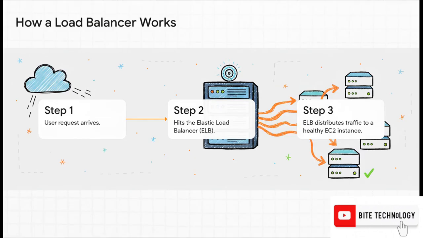But what happens when your website gets really popular and one server just isn't enough? That's where a load balancer comes in. It sits out in front of all your servers and basically acts like a traffic cop. When a user's request comes in, the load balancer intelligently sends it to one of your healthy EC2 instances, making sure no single server gets overwhelmed.